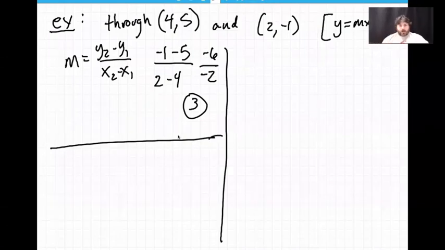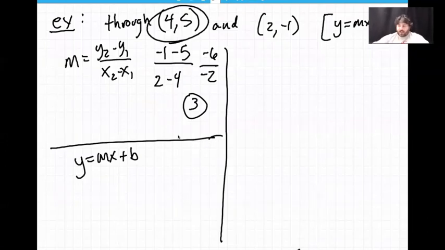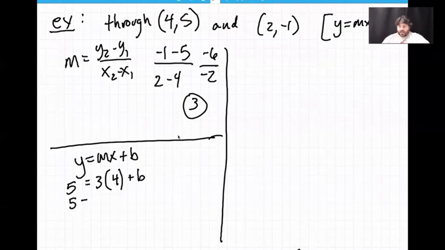First thing I did was find the slope. Now I'm going to use y equals mx plus b to find the b. Remember, plug in what you know. I can pick either of these points, (4, 5) or (2, -1). One of those has to be my x and y coordinates. It doesn't matter which one I choose. I'll pick (4, 5) just because they're both positive. It's nice to work with positive numbers. So I'm going to say 5, that's the y value, equals m, the slope, which we found was 3, times the x value, which is 4, plus b. So I get that 5 is 12 plus b. When I take away 12 from both sides, I get -7 for b.